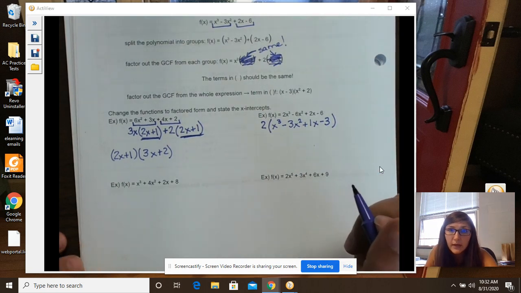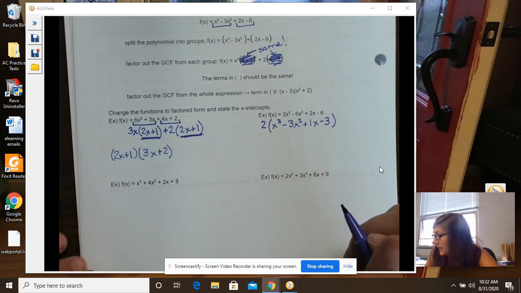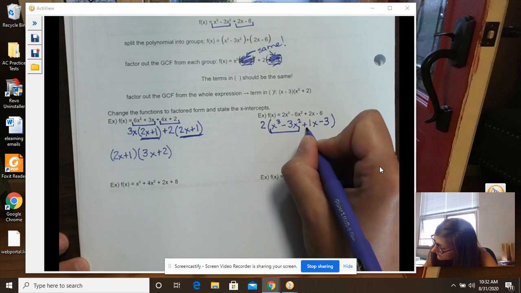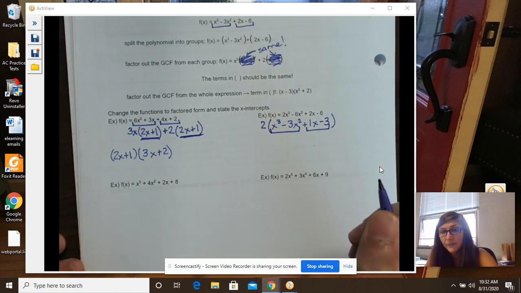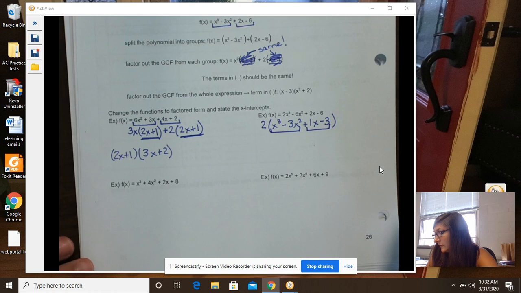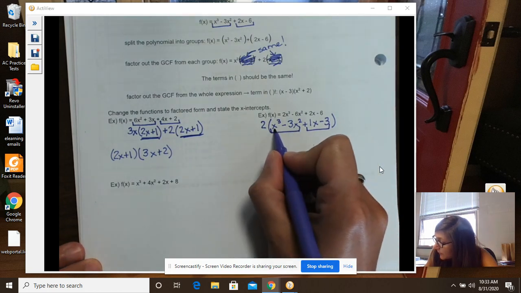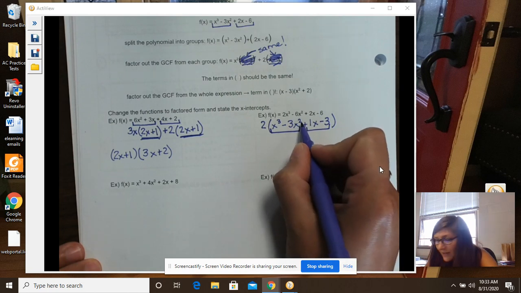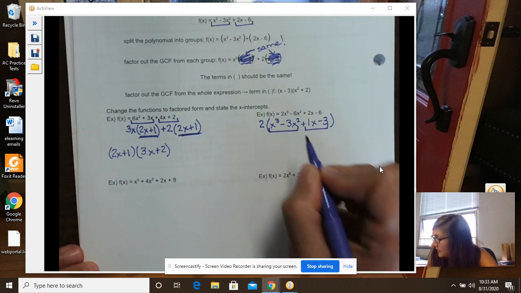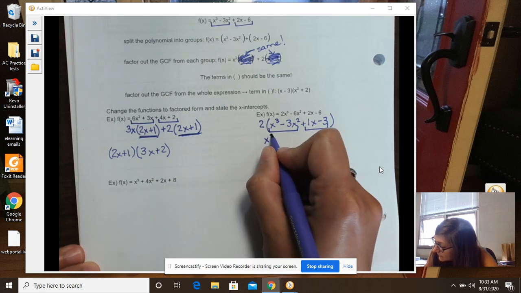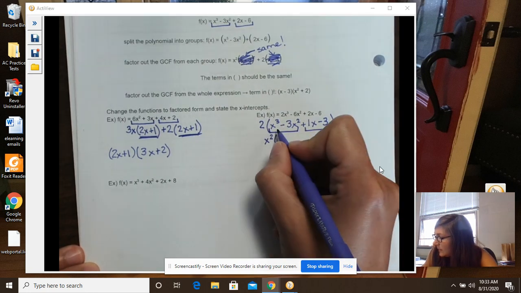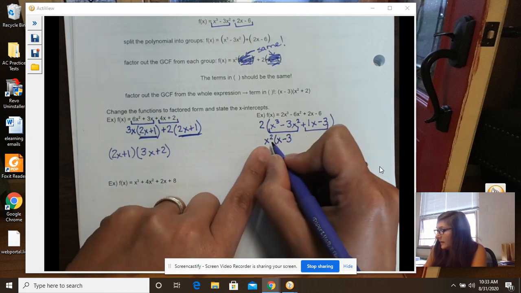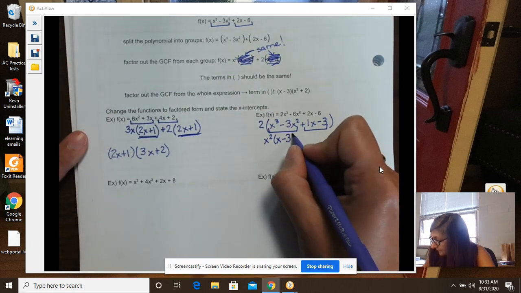Okay. Always pull out GCFs first. From here, I'm going to split this up into groups. So first 2 terms and last 2 terms, and then look for GCFs in each of those groups. In my first group, both of these have x, and in fact, I can pull out as many as 2 x's, x squared, out of each of these terms. So my GCF here would be x squared. That would leave me with x minus 3, because if I take out x squared, that would just be 1.